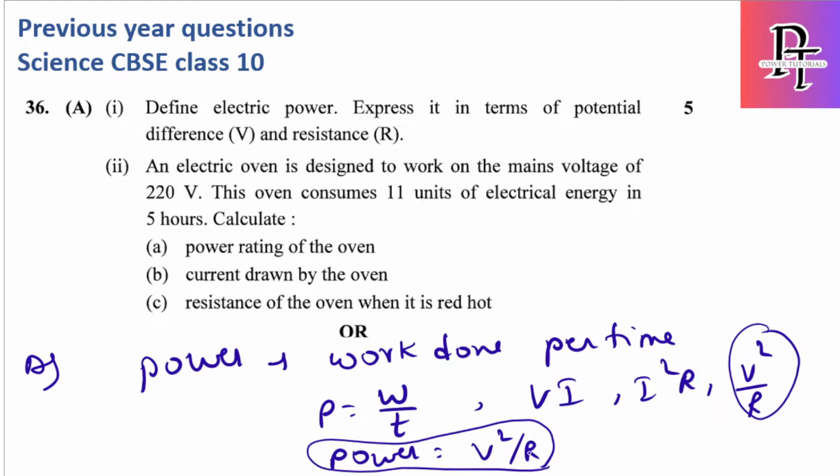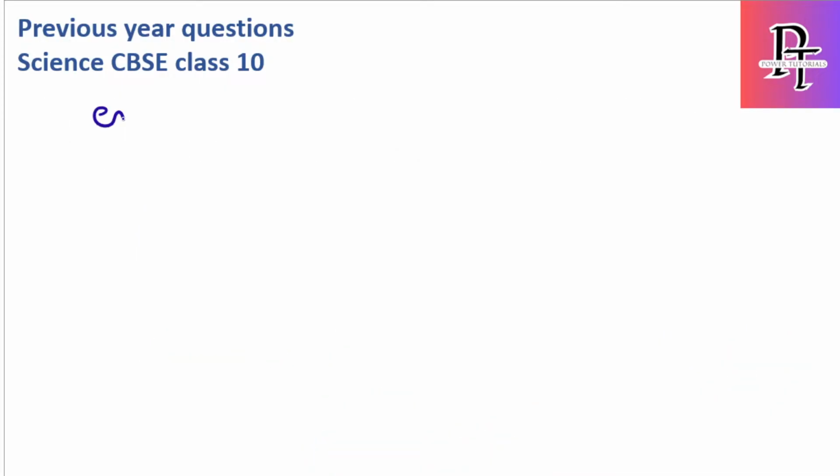Okay, let's move to the second part. What are they asking? Electric oven designed to work at a certain voltage. If the oven consumes 11 units of electrical energy in 5 hours, they're asking to calculate these three. Now this is related to power and energy concept, which is the last topic from the chapter, that is energy. So what is the energy formula? Energy is equal to power into time.